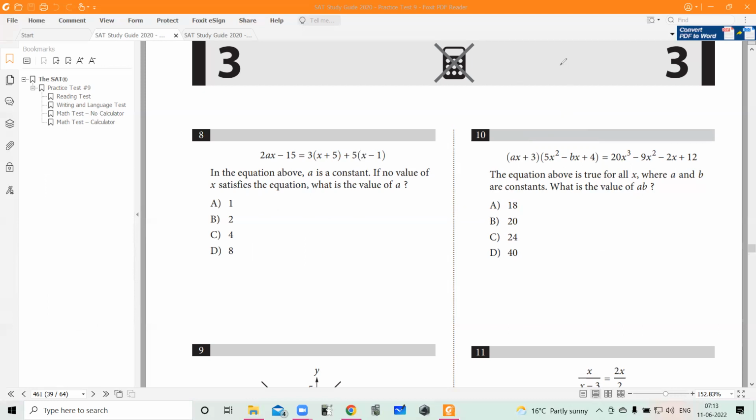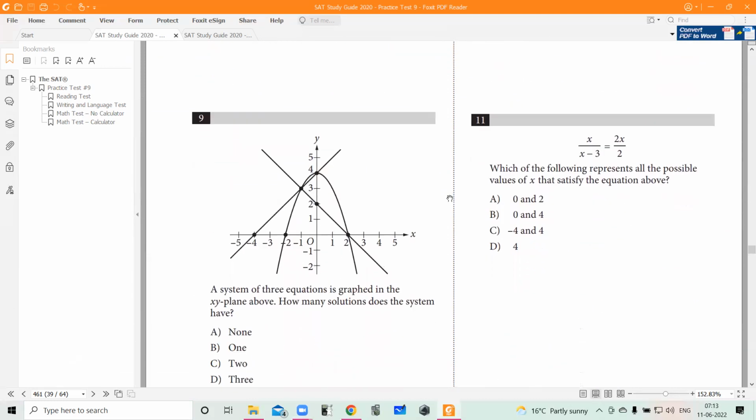Next one. 11. Okay. So I told you we need to plug in the things. I did that and I got it wrong. I said it was only 4. So it was D. Only 4, D, right? Because 0 doesn't work. What was the right option?